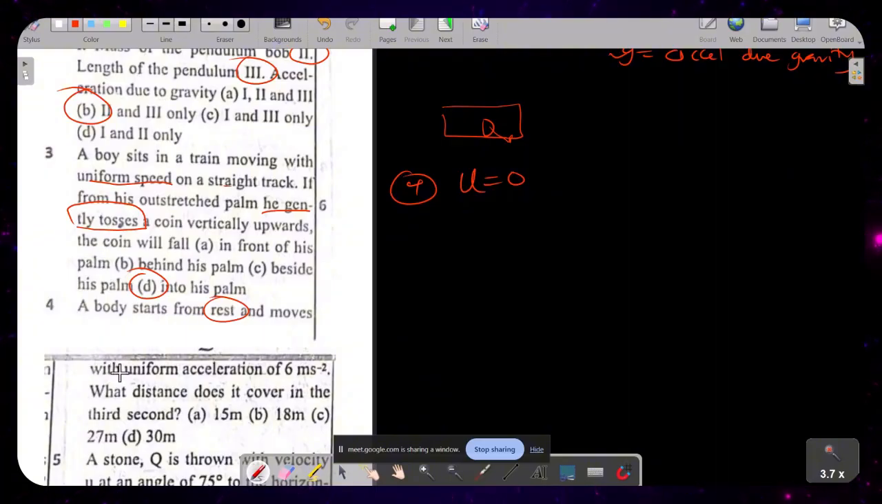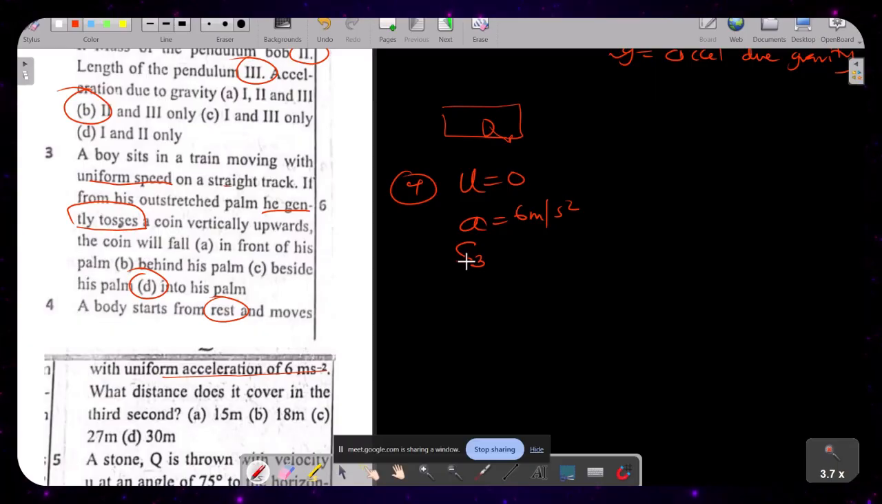They then say with a uniform acceleration, then a is equal to what? a is equal to 6 meters per second squared. This question falls under motion. Then they now ask, what distance does it cover in the 3rd second? Distance covered in the 3rd second. That's what they're asking you.